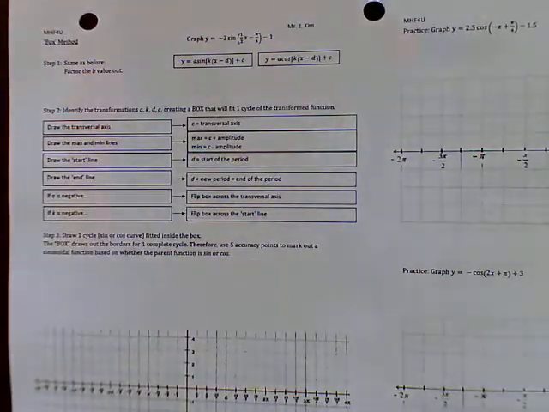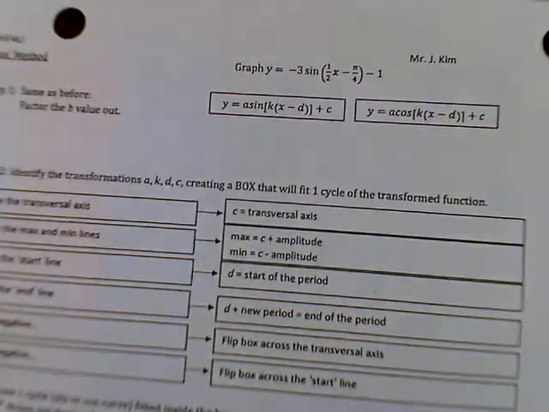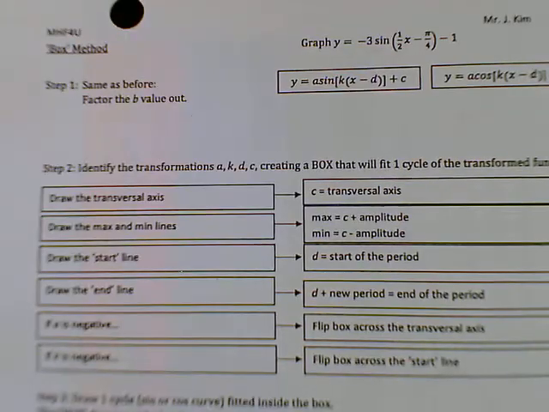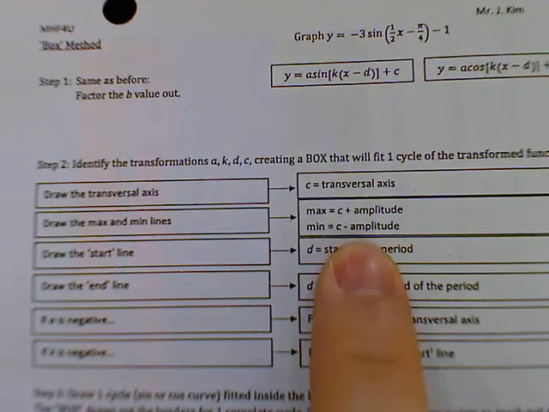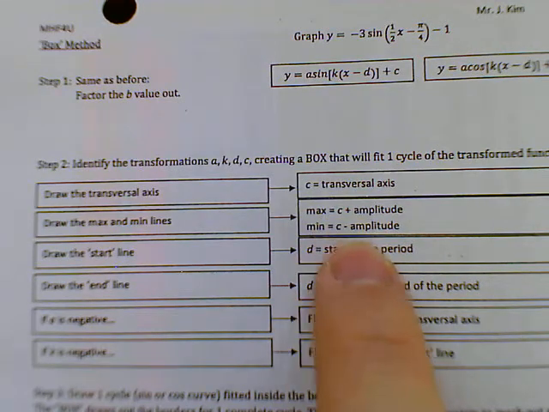Yes, Yusuf? Max and min. We use the C value, plus and minus the amplitude. Correct. Get the max and min. Correct. So you have -3. It's the middle line plus the amplitude or the middle line minus the amplitude.